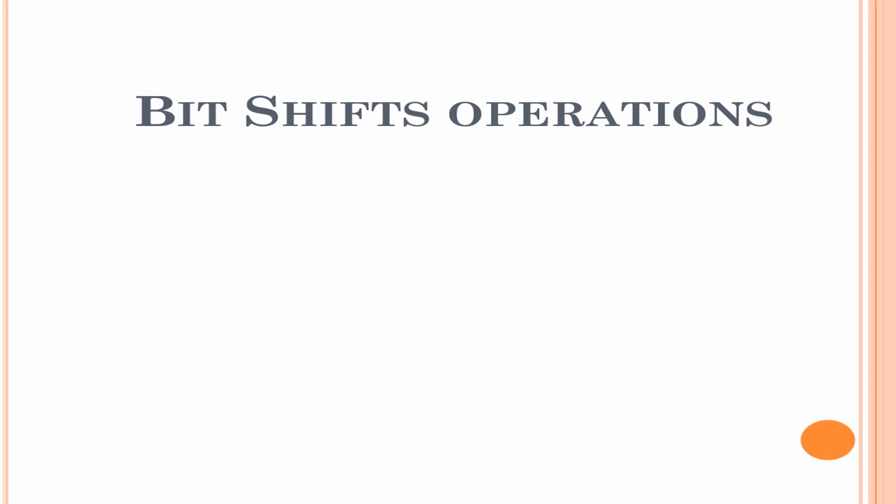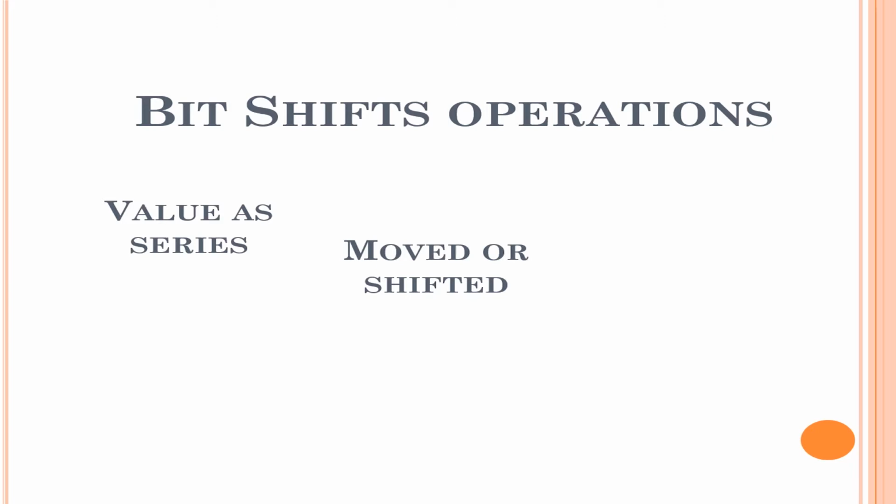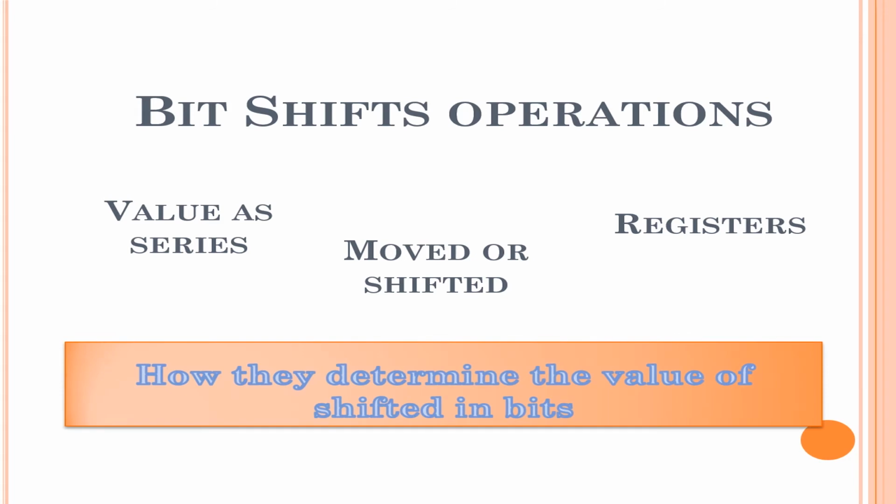Next, we have bit shift operations. The bit shifts are sometimes considered bitwise operations because they treat a value as a series of bits rather than as a numerical quantity. In these operations, the digits are moved or shifted to the left or right. Registers in a computer processor have a fixed width, so some bits will be shifted out of the register at one end, while the same number of bits are shifted in from the other end. The differences between bit shift operators lie in how they determine the value of the shifted in bits.